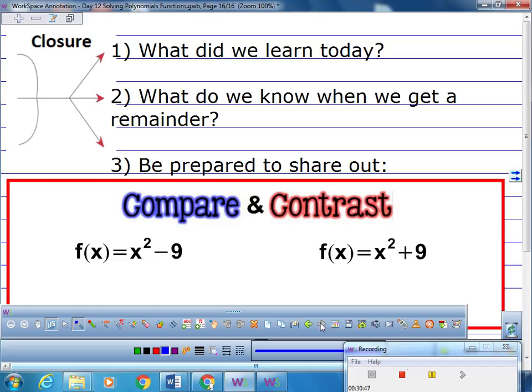Okay, what did we learn today? How to solve it all the way through. How to factor something all the way down, because we have all types of methods now. Okay, what do we know when we get a remainder? It's not factorable. Good, that's from yesterday. Compare and contrast these two. This one's factorable. This one's not, so what's it going to look like? It's going to have imaginary roots. Good job, guys. Pack it up.